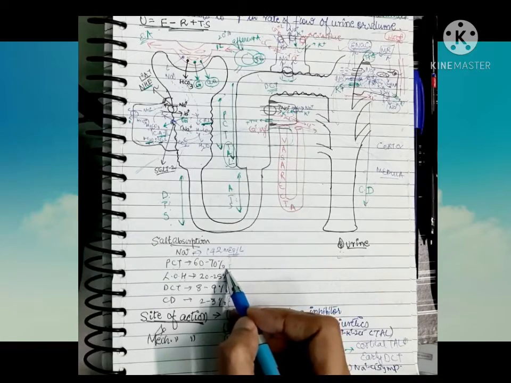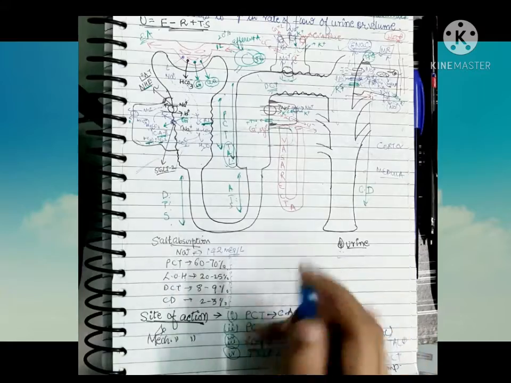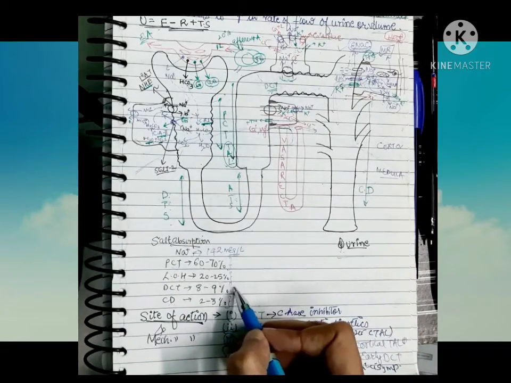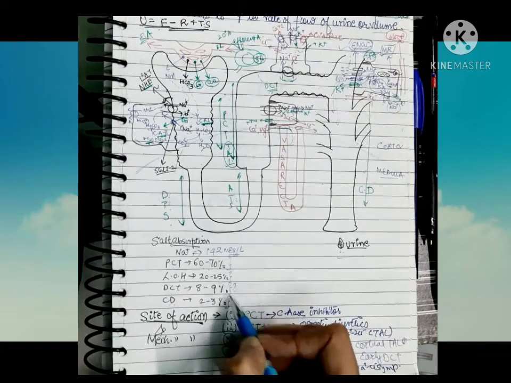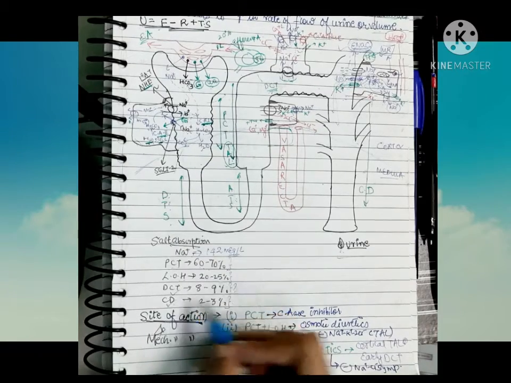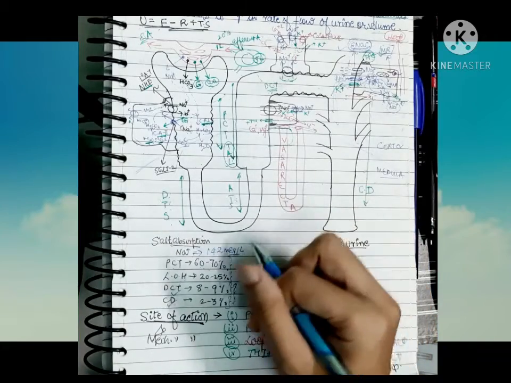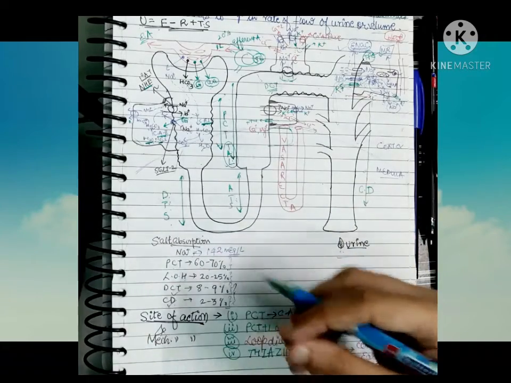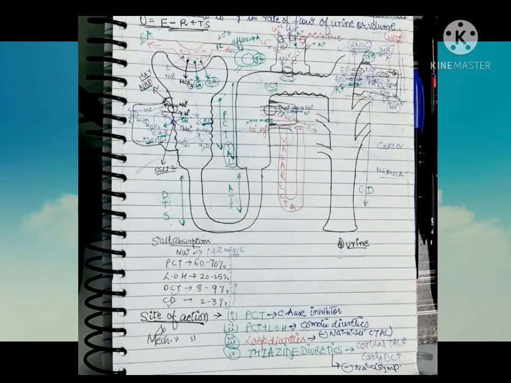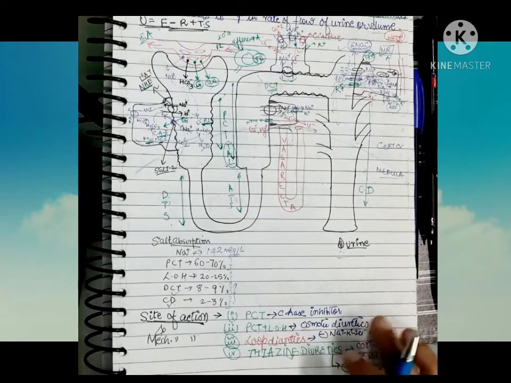This we need to understand, because for the maintenance of the electrolyte balance we need only fine tuning. Means we need to adjust at the level of the DCT or at the level of the collecting duct. We need only the fine tuning of the maintenance of the sodium ion or sodium electrolyte concentration. So this is about the salt reabsorption or sodium reabsorption.